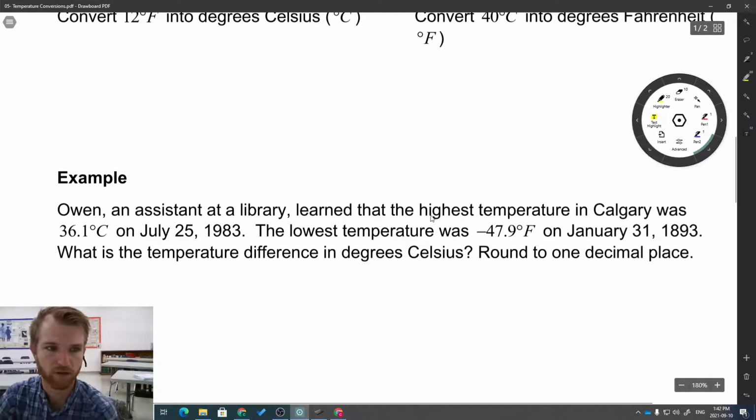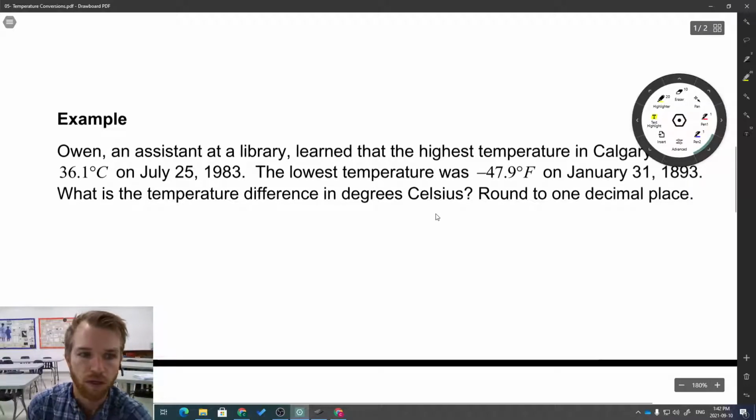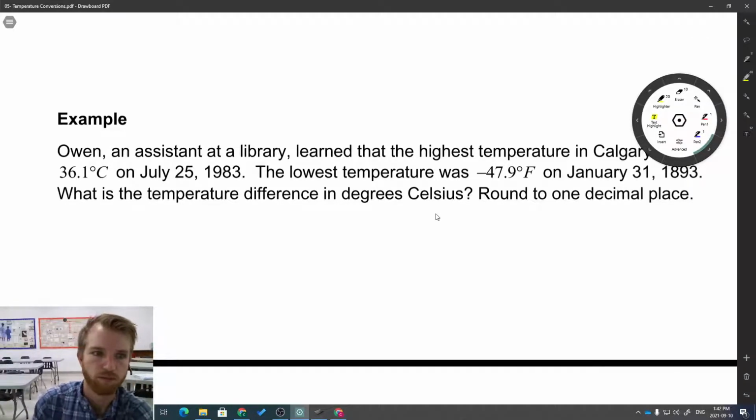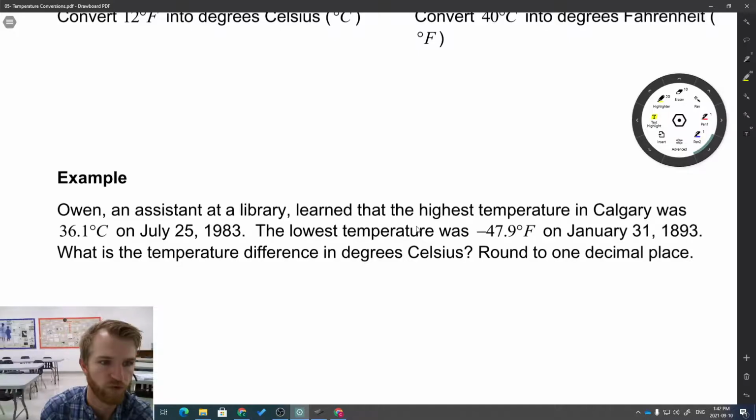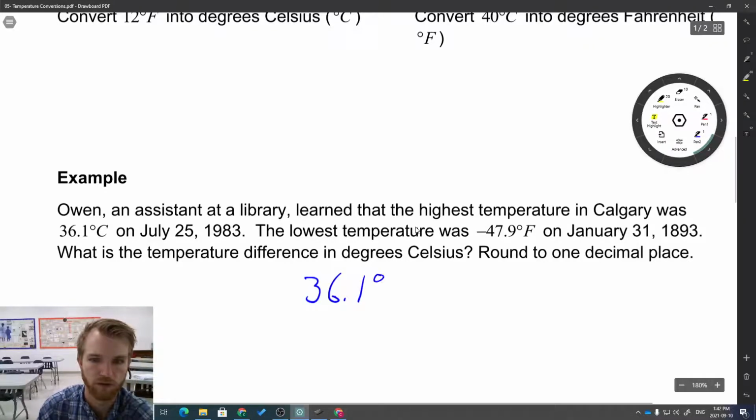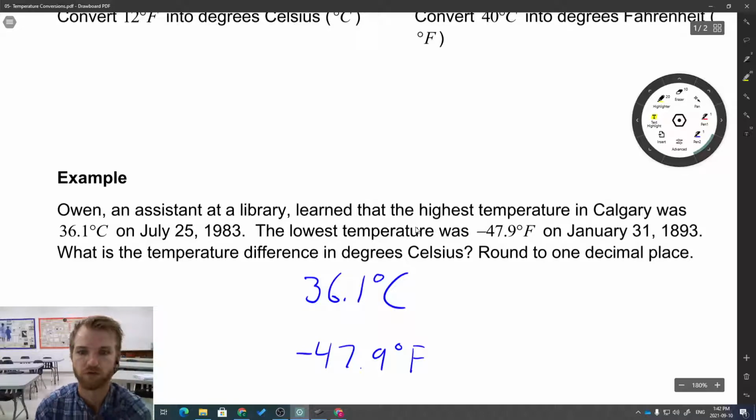The last thing I'll say, I'm just going to give you a hint for this one at the bottom. I'm not going to go through the entire problem, but this one says someone learned that the highest temperature in Calgary was 31.6 degrees Celsius, and the lowest temperature was negative 47.9 degrees Fahrenheit. So what's the temperature difference in degrees Celsius? Okay, so we have 36.1 degrees Celsius is the highest temperature, and then negative 47.9 degrees Fahrenheit was the lowest.